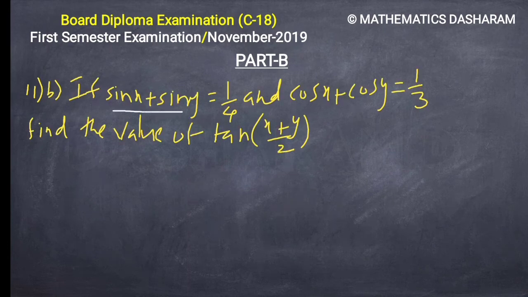Next, 11th B question. If sin x plus sin y equals 1 by 4 and cos x plus cos y equals 1 by 3, find the value of tan (x plus y) by 2. This question came from the transformations chapter.